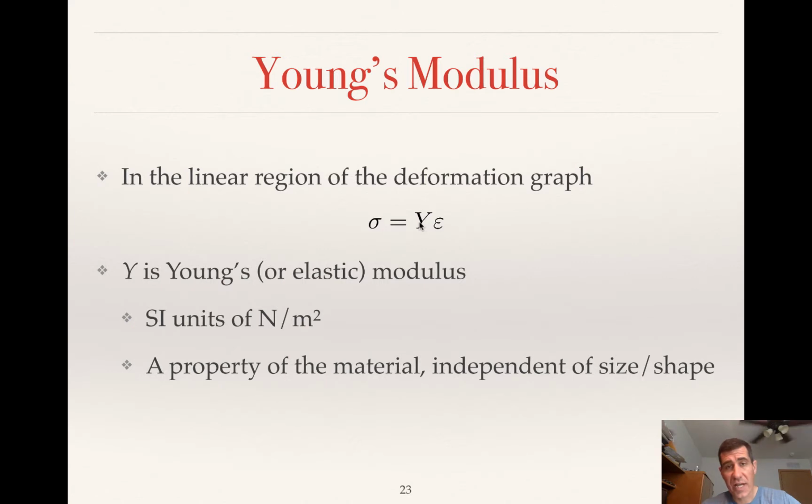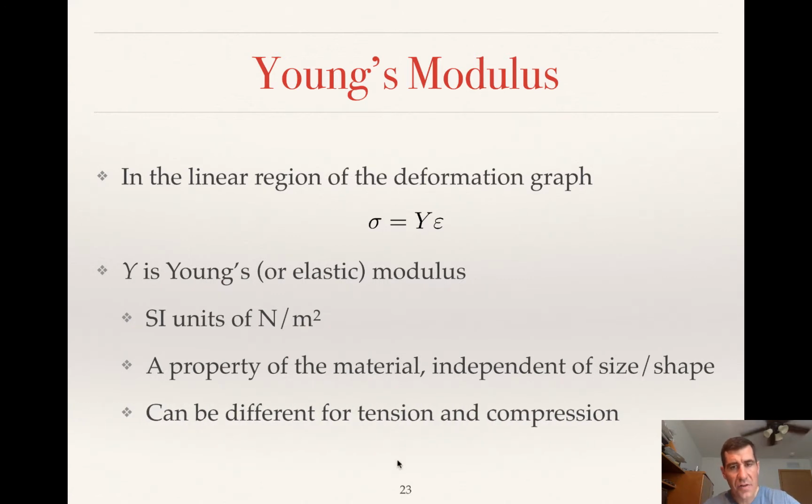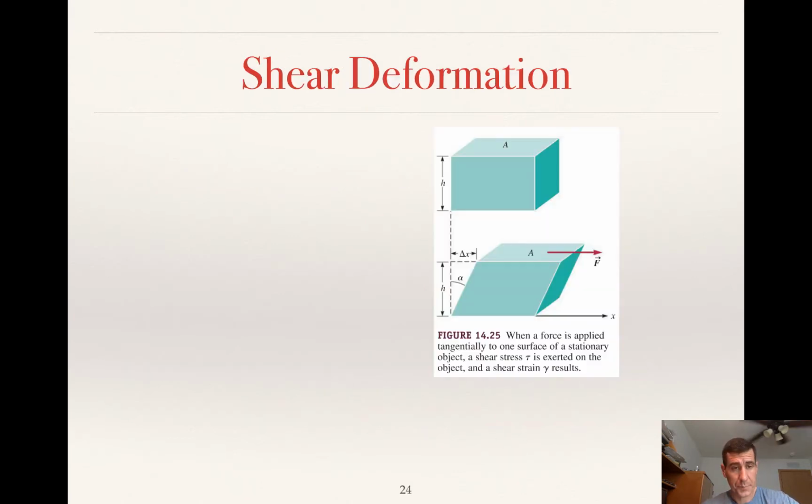So iron is going to have a different Young's modulus than steel, which will have a different Young's modulus than concrete, and so on. So it's independent of the size or shape of the material, so it only depends on what material you have. Another important thing to note, right, is that there are differences between tensile stress and compressive stress. So depending on the material, you can have a different Young's modulus for tension than for compression.